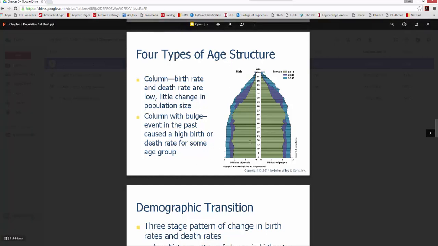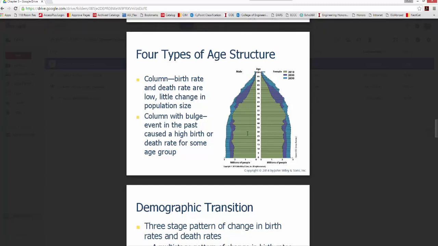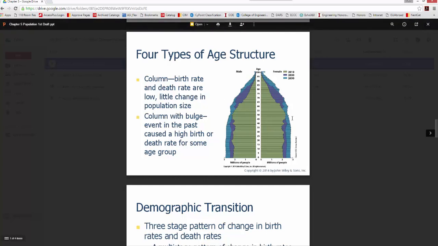Now, what you see here is from Germany, the age structure of Germany. We see kind of a column. However, there's this bulge right here at about 40 to 45. And so this column with a bulge means that events in the past caused a high birth rate. Okay, you see right here we have high birth rates.